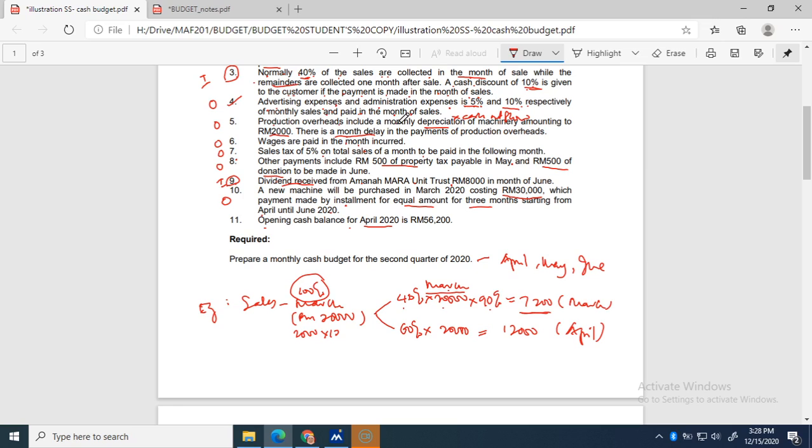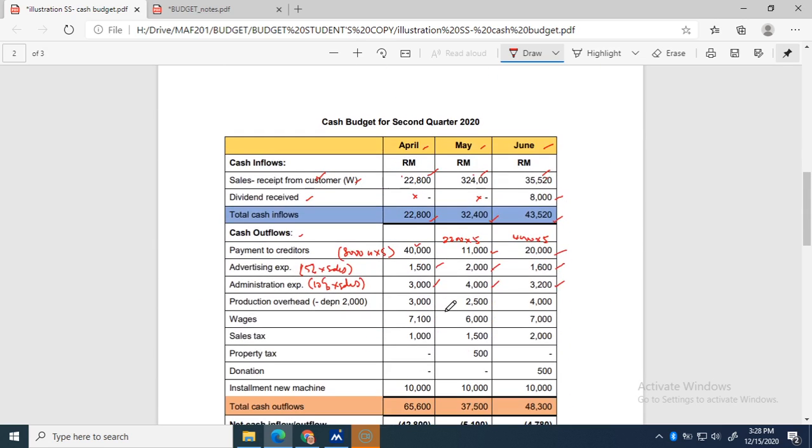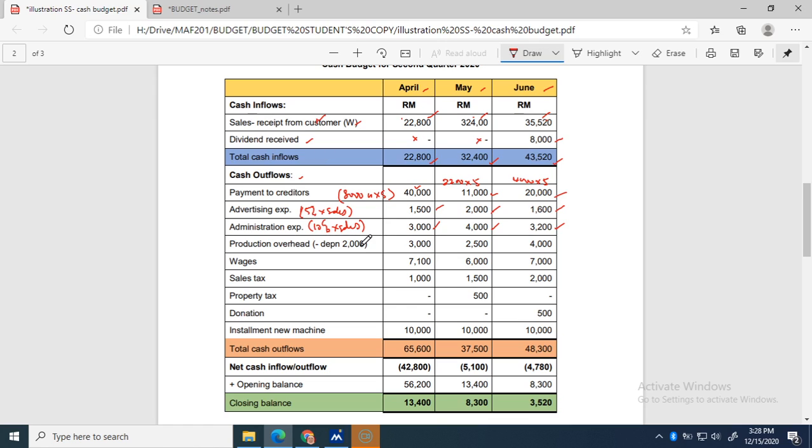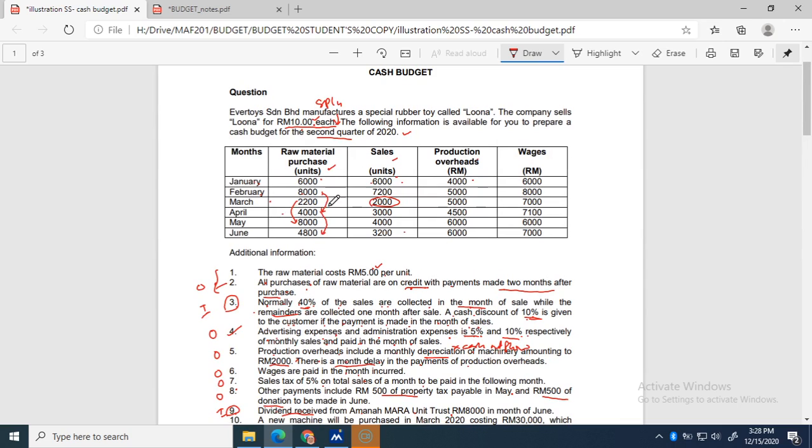Production overhead includes the monthly depreciation of machinery, 2,000. So depreciation 2,000 will be excluded because this is not a cash outflow, even though it is an expense. There is a month delay in the payments of production overhead. So if we refer to production overhead in April, we pay in May. So March will pay in April. So we refer to March production overhead, which will be 5,000. Production overhead in March will be paid in April.